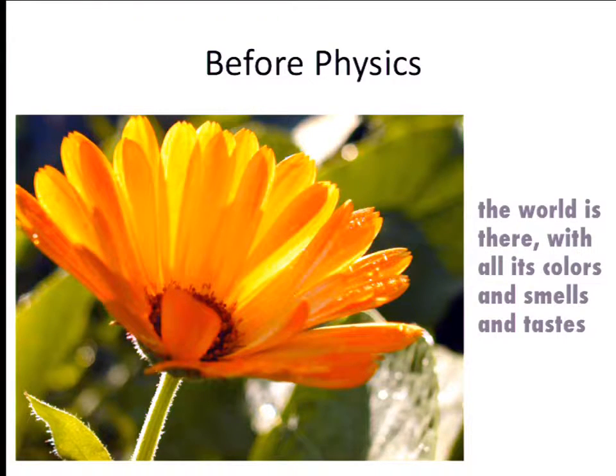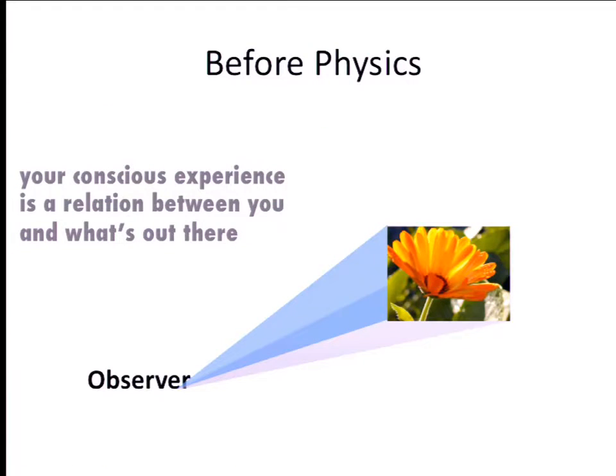So before physics, when you're innocent of physics, you can think that what's going on when you see a flower is that there's that thing out there, there's you, and you see it. What could be plainer than that? Your conscious experience of the flower is just a relation between you and a bit of the world that's there anyway. That flower would have been as it is, whether or not humans had ever existed, whether or not there were ever minds at all.